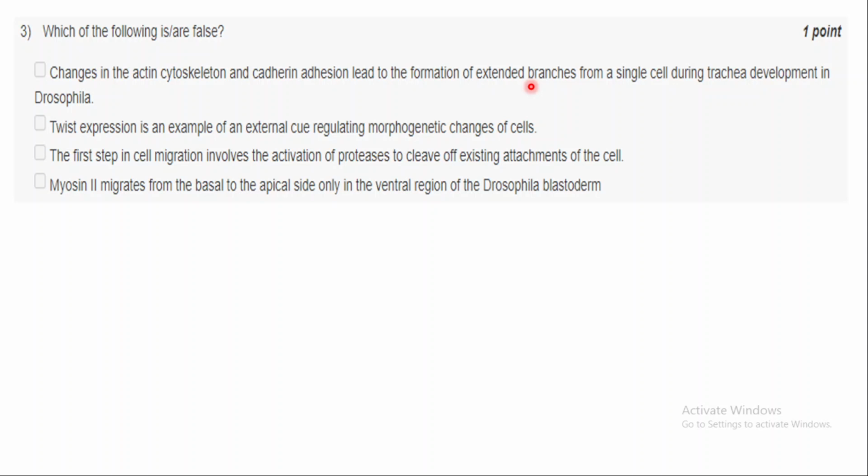See guys, if you have been through the lectures, then it's a piece of cake. There is no difficulty in this. Just that these statements refer to different topics that the professor has covered. The topic of trachea development in Drosophila, twist expression in the ventral patterning of Drosophila, and the third statement is in migration, epithelial to mesenchymal transition and migration, if you know of that. And the fourth statement is also for ventral Drosophila.